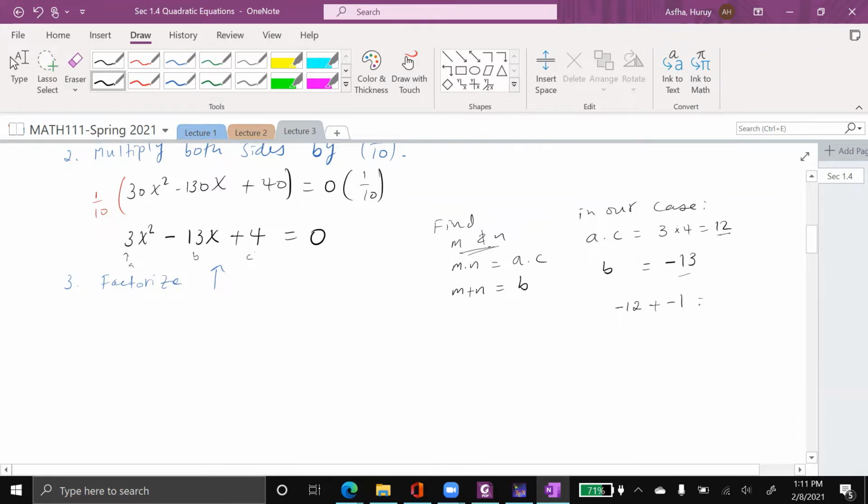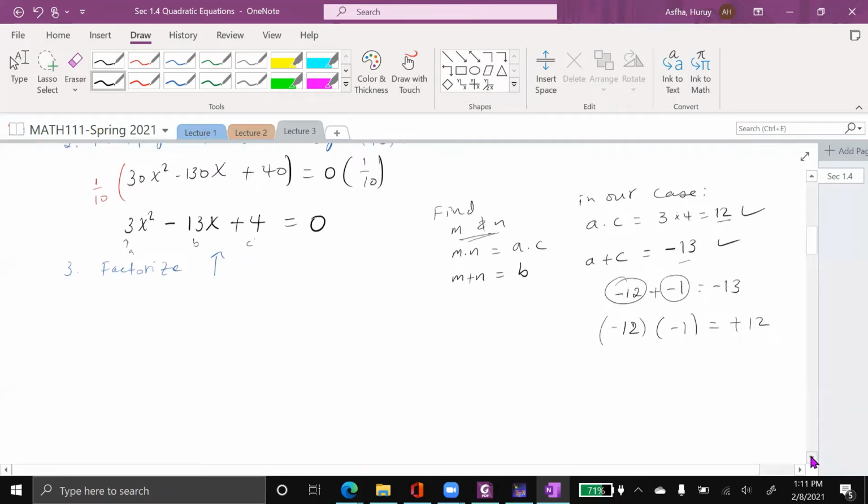If you add these two numbers, sorry, here I just put B, and this has to be M plus N, not just B. So negative 12 plus negative 1 is negative 13, which is this one. And negative 12 times negative 1 is positive 12, which is this one. Therefore, the two numbers are these. One is M, one is N. It doesn't matter which one you call M and which one you call N. And then the next step is you break down the middle term based on the numbers that you found.